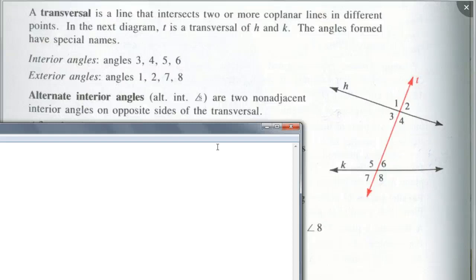If we could have alternate interior angles, the book doesn't define them, but can somebody think of what the alternate exterior angles are? What would be the alternate exterior angle? Exactly, two non-adjacent exterior angles on the opposite side of the transversal. For example, 1 and what, class? 1 and 8, 2 and 7. Exactly. But we don't have those.